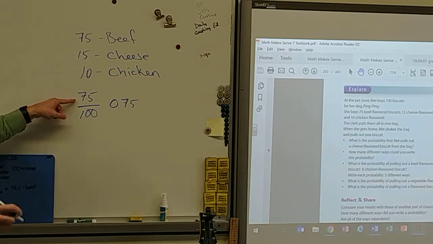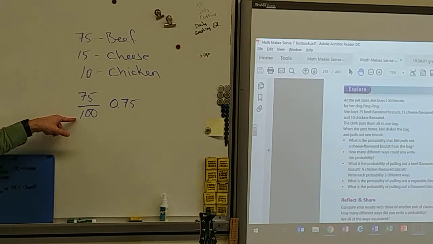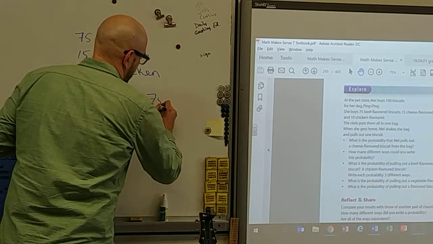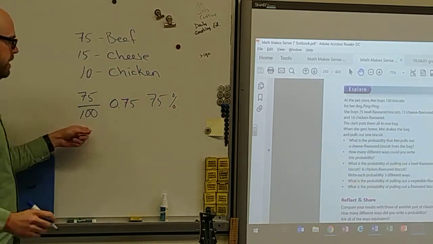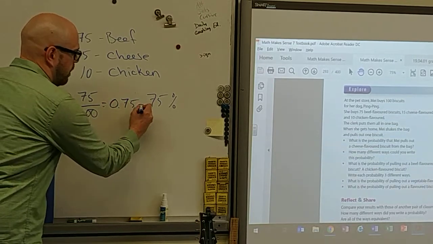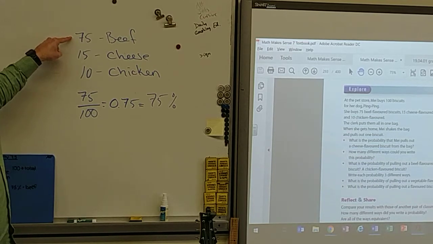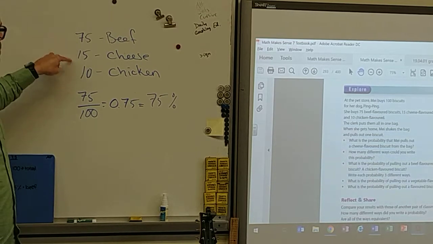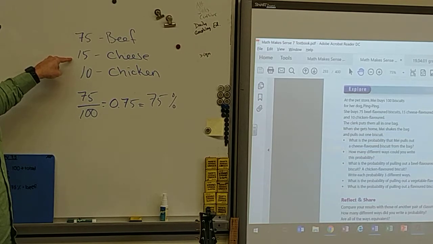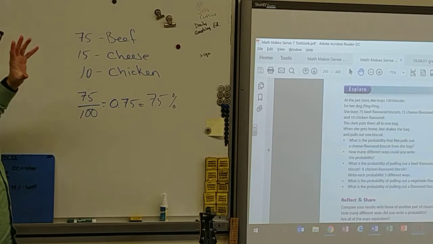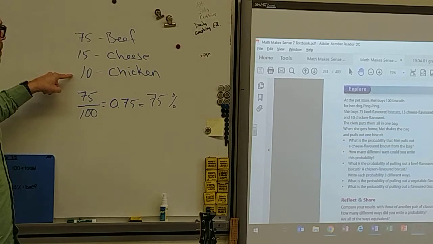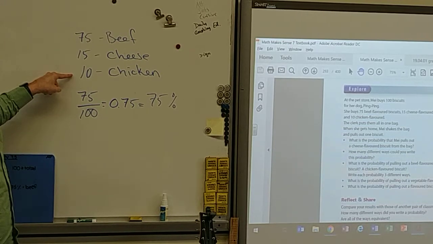If I get 75 out of 100 on a test, what percent did I get on that test? 75%. And there is our final equal. Those are all the same. Wait, 75% chance I'm going to pull out a beef? What percent chance I pull out a cheese? 15. Or 15 over 100 or 0.15. What are the odds I pull out a chicken? 10%? Or 10 out of every 100 times?